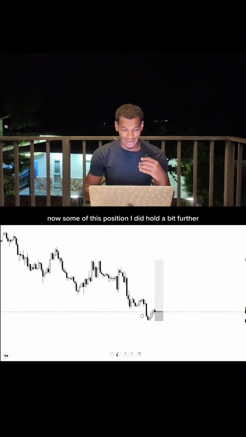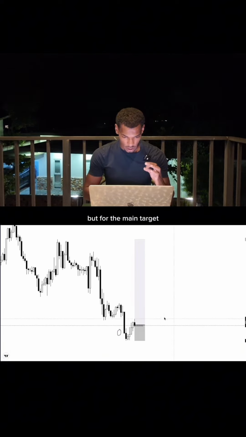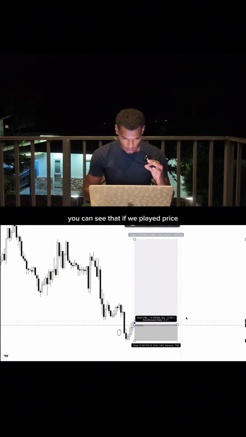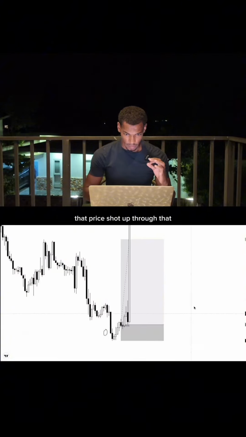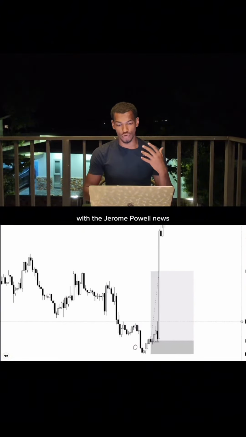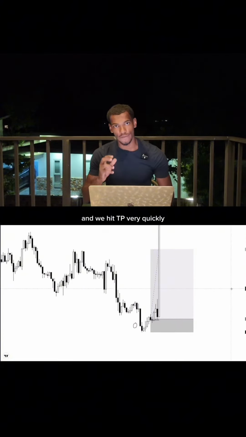Now some of this position I did hold a bit further, but for the main target you can see that price shot up through that with the Jerome Powell news, and we hit TP very quickly.